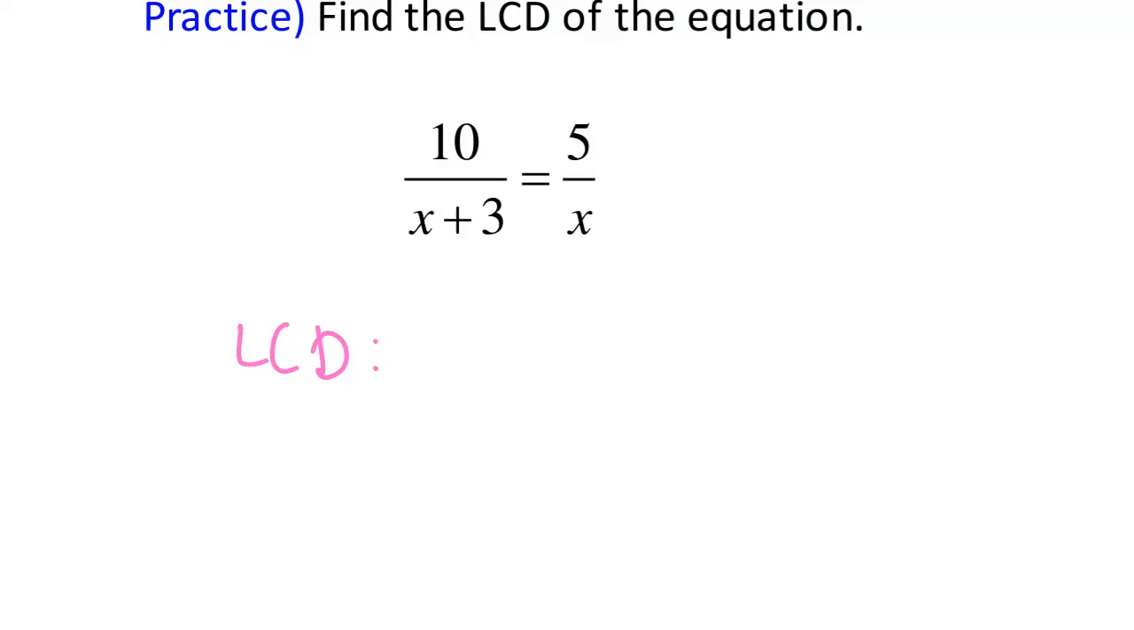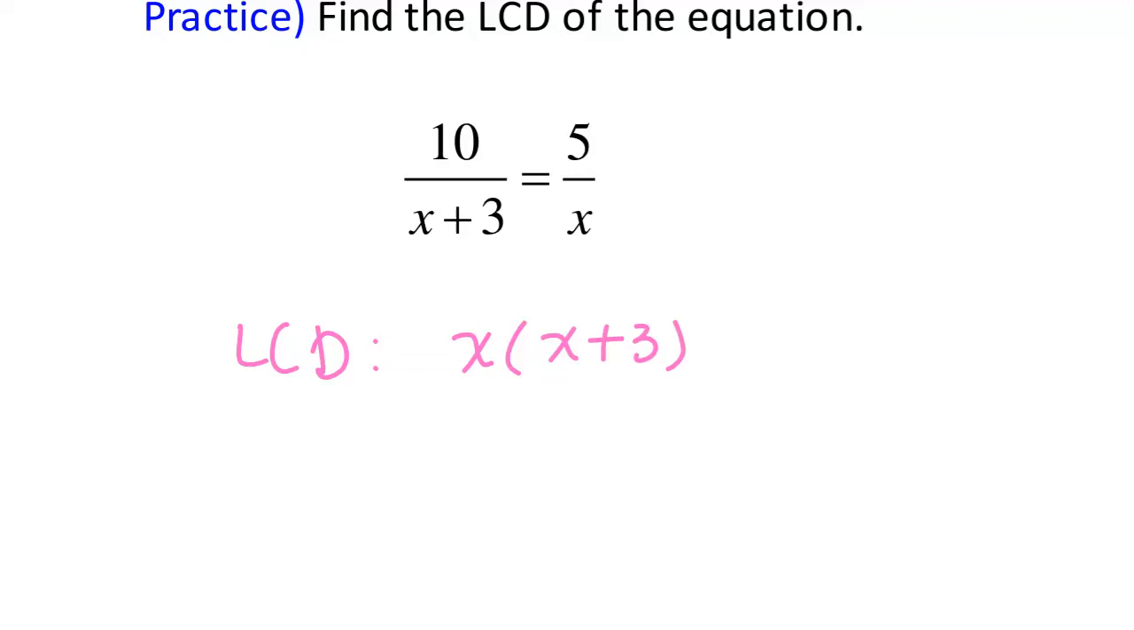What comes first? X, and then the binomial is x plus 3. And I can't really do anything. That's all I'm doing for now. It's just the LCD is x times x plus 3. Okay? Hang on to this here. We're going to come back to it because then we're going to learn about excluded values.